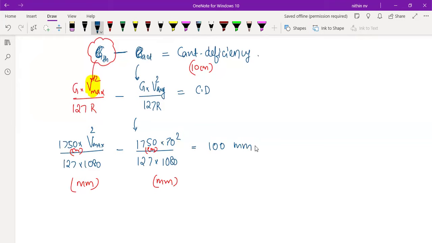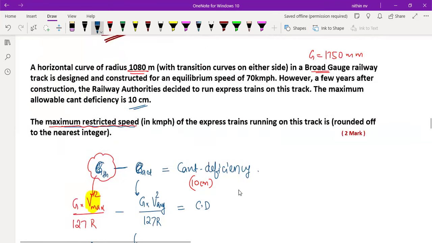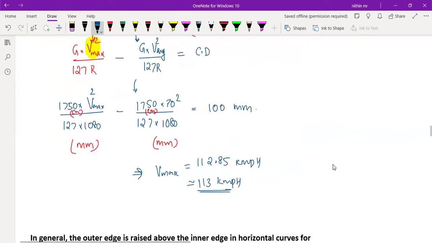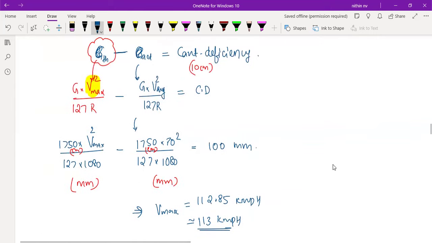That's it, 100 mm. Simple, right or not? So once you're solving it, you're going to get the Vmax as approximately 112.85 kilometers per hour. So we can round off to 113 kilometers per hour, whatever, because they are asking for the nearest integer value. So we are rounding off to the integer 113 or 112. Both you can put, no issue.